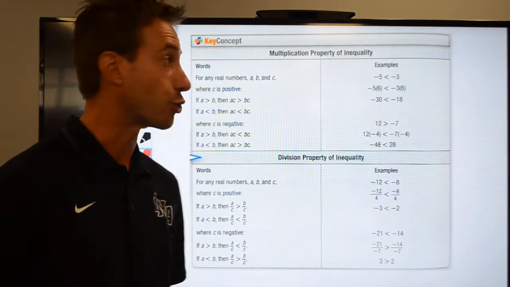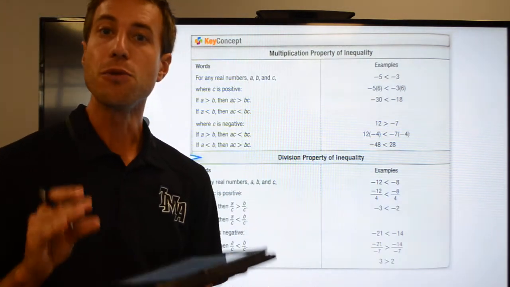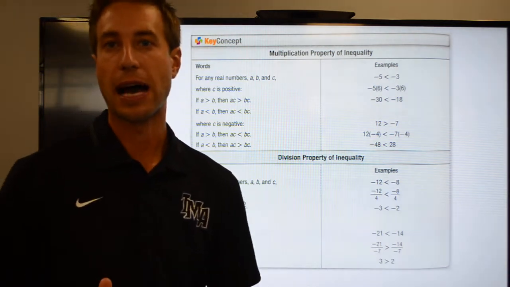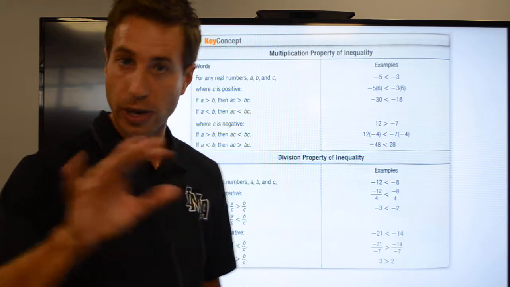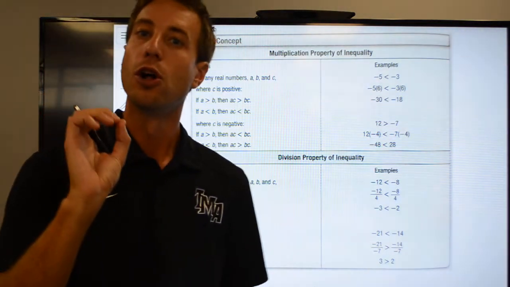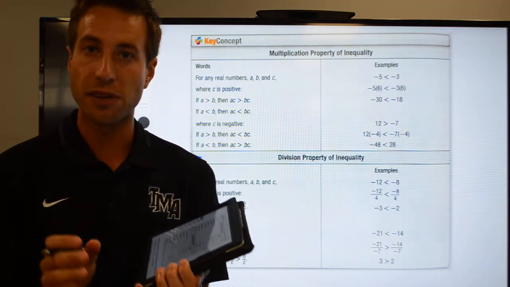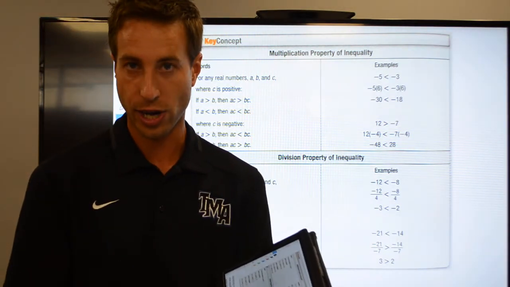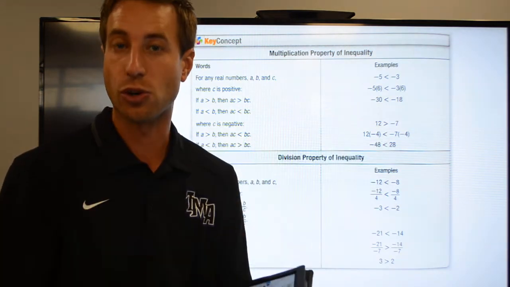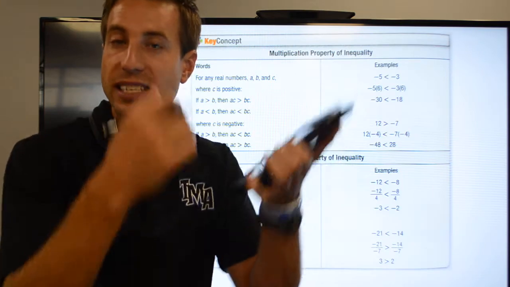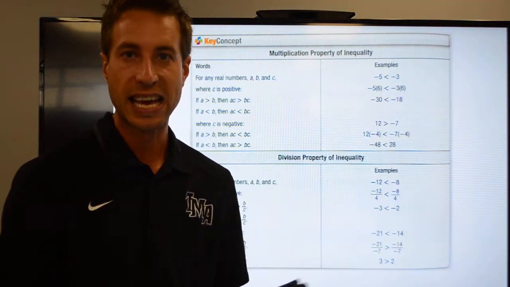This one's slightly trickier. When it comes to multiplication and division, if you multiply or divide a positive number to either side of the inequality, and whatever you do to one side, you have to do to both sides. But as long as it's a positive number, the direction of the inequality will not change. So if I multiply both sides by a positive 3, it stays greater than. Multiply both sides by a negative 3, it stays less than. Whatever you were given, multiply or divide positive numbers, it doesn't change.